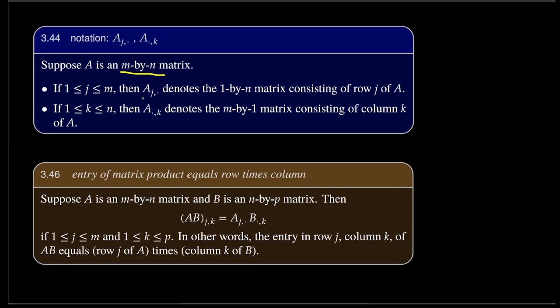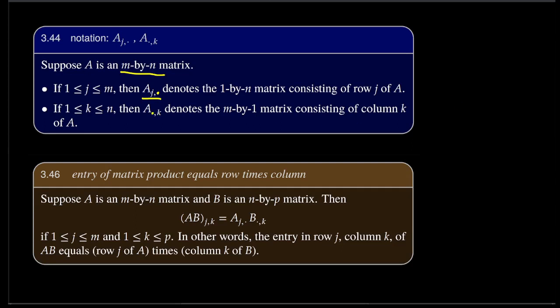We will take a j comma dot, it's a dot right there, to denote the 1 by n matrix that's row j of A. That is, if I put a letter in one of them and a dot in the other, I mean just the vector, whether it's a row or a column, corresponding to fixing that j, and the other one runs through all the possible values. Similarly, I'll do a dot k to denote the m by 1 matrix, which is column k of A. All right, cool. So hopefully that's not too weird.